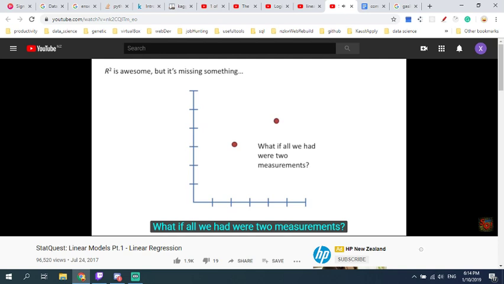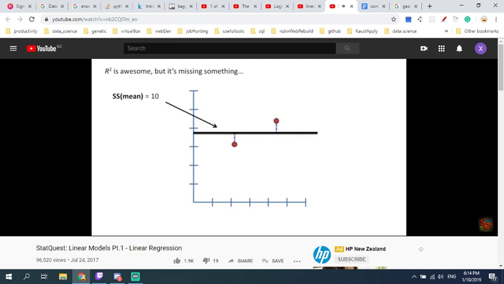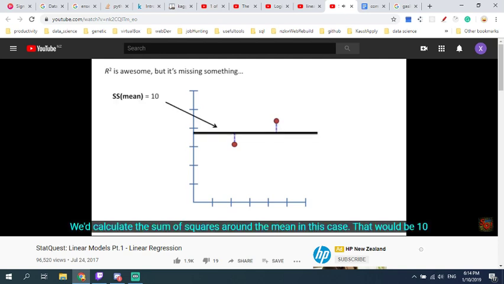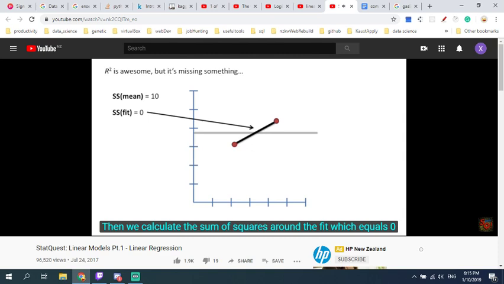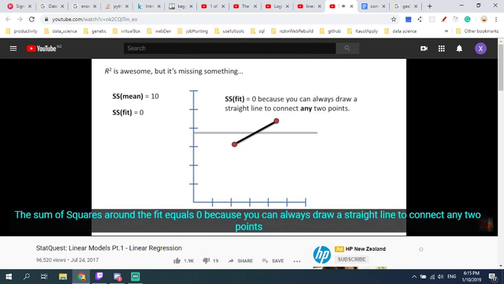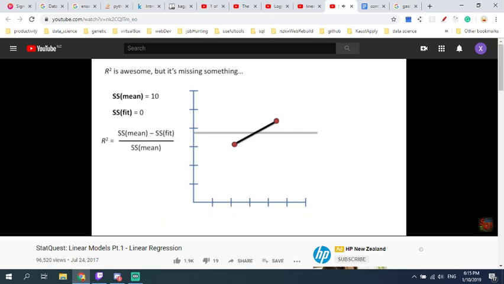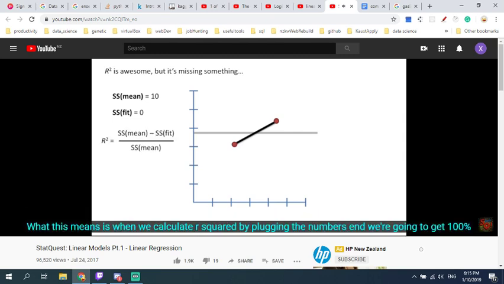What if all we had were 2 measurements? We'd calculate the sum of squares around the mean. In this case, that would be 10. Then we'd calculate the sum of squares around the fit, which equals 0. The sum of squares around the fit equals 0 because you can always draw a straight line to connect any 2 points. What this means is when we calculate r squared by plugging the numbers in, we're going to get 100%.